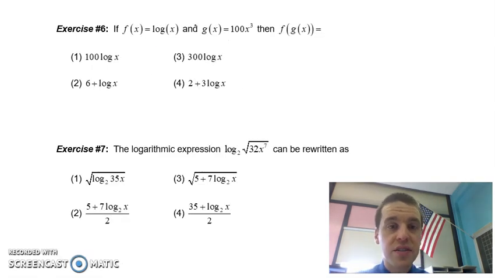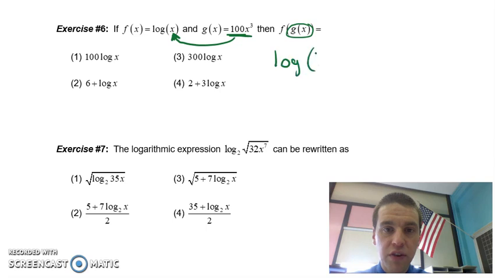So for 6, we have a composition. This is f of g of x. And so when we have f of g of x, we're taking what g of x is and plugging it in for x in f. And so we know that g of x is 100x cubed, and we're going to plug it in for x. That's called a composition. So we have log of 100x cubed.